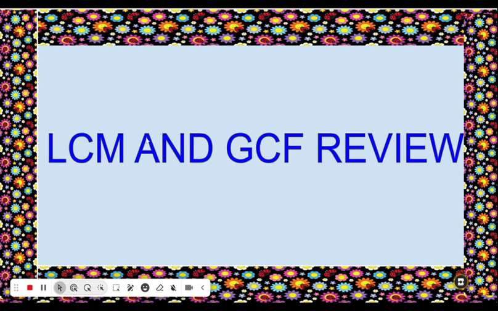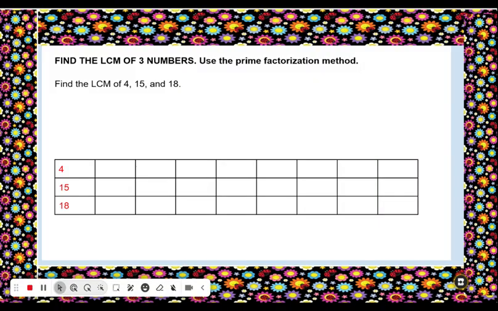Hello class, today we are going to review least common multiple and greatest common factor. So we're going to go over how to find the LCM of three numbers. Okay, so we have 4, 15, and 18. We're going to use the prime factorization method.